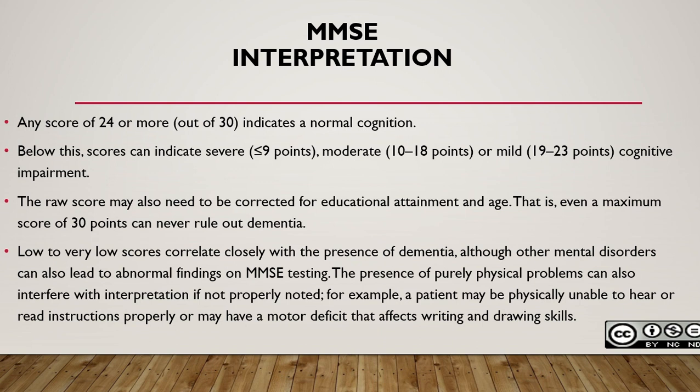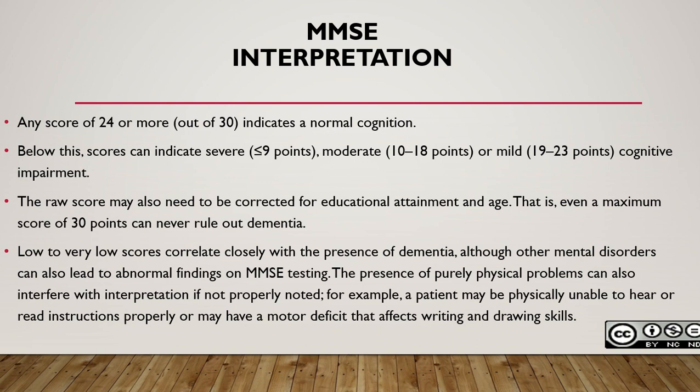So the raw score may need to be corrected for educational attainment and age. So when you're taking the case history of the client, make sure to not miss out on noting down the educational qualifications and the age, biological age of the client, so that even a maximum score of 30 points can never rule out dementia.